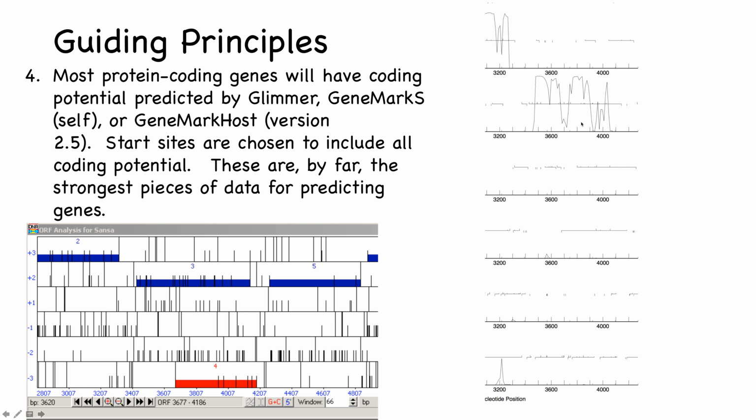So number 1, this gene has very high coding potential. Number 2, I'm noting that there are 2 potential starts for this gene, and either one could be appropriate given that they both include all the coding potential. If you look at the 3rd and 4th start, I would never choose those because they do not contain all the coding potential.